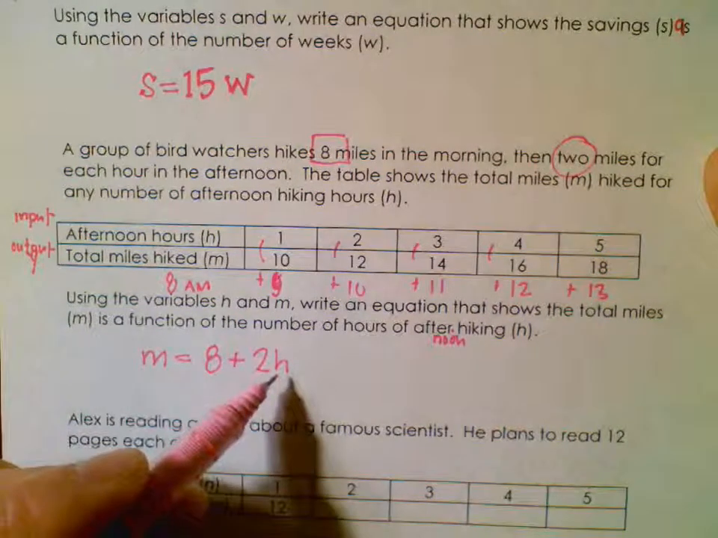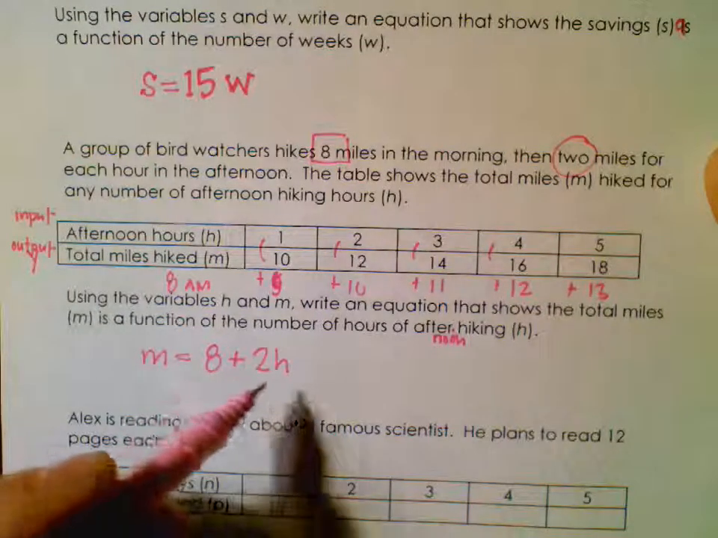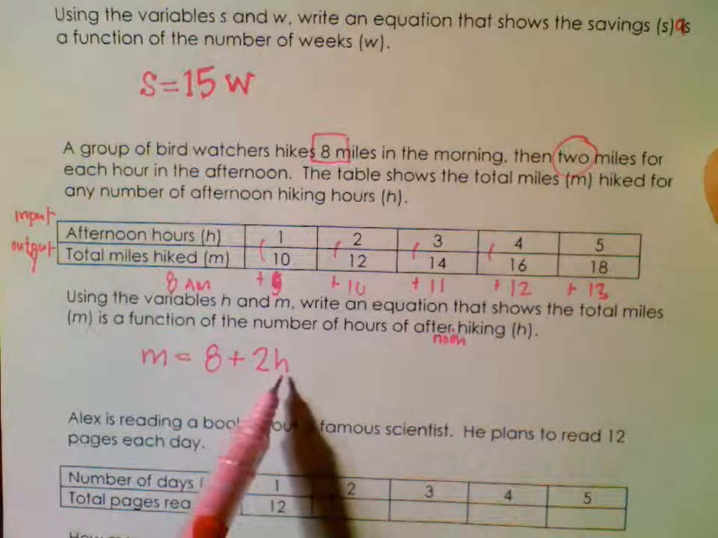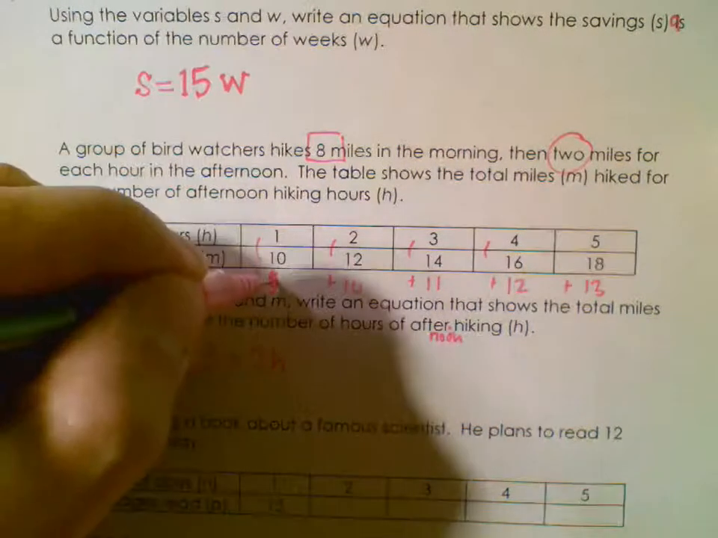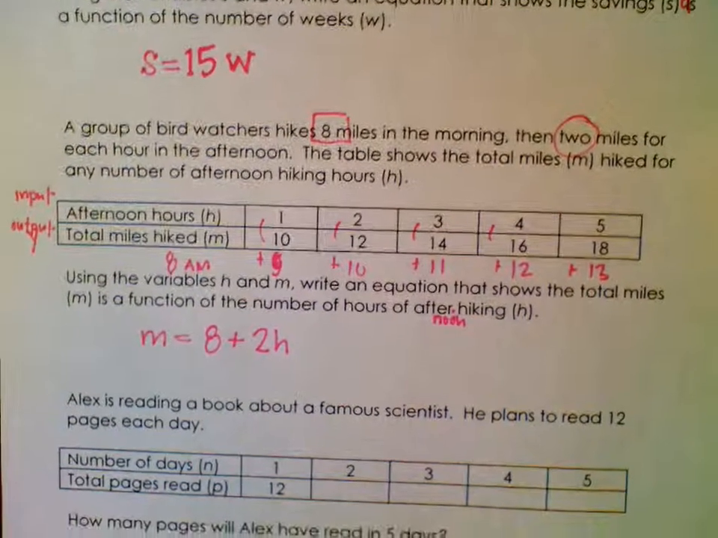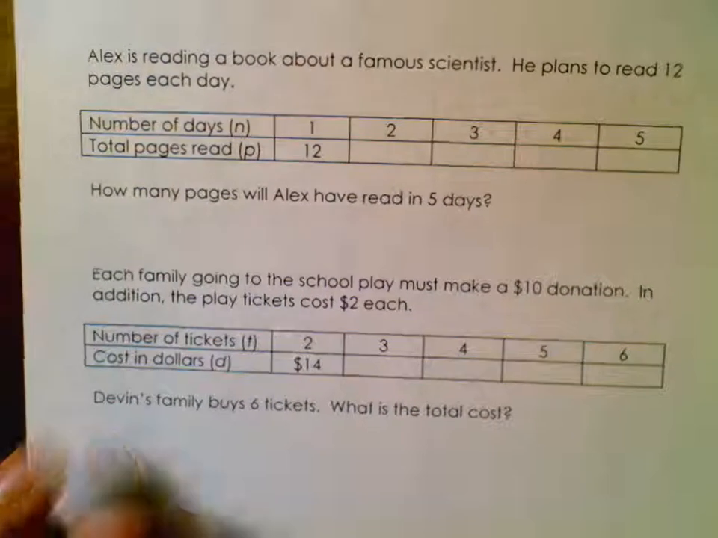So if they hike 2 hours, we're going to add 4. If they hike 3 hours, we're going to add 6. If they hike 4 hours, we're going to add 8. Okay? So M equals 8 plus 2h. All right, so let's look at this quickly, the last two.